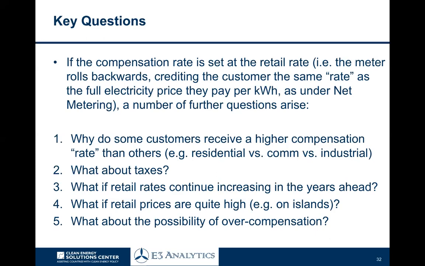A couple questions to help expand a little bit on this. Now, again, we don't have time to get into all of the nuances, but I want to put a few thoughts on your radar before we move on to the next topic. If the compensation rate is set at the retail rate, as under net metering, a number of questions arise. Why do some customers receive a higher compensation rate than others? For example, residential versus commercial versus industrial customers. If your meter is rolling backwards and you're getting the rate you pay, why should that be the case? Why would a commercial customer get more than a residential customer? If the solar PV is coming into the grid around the same area and is basically from, say, the same feeder and from the same size of solar system. That's an important question as another driver for some of the changes that we're seeing here.